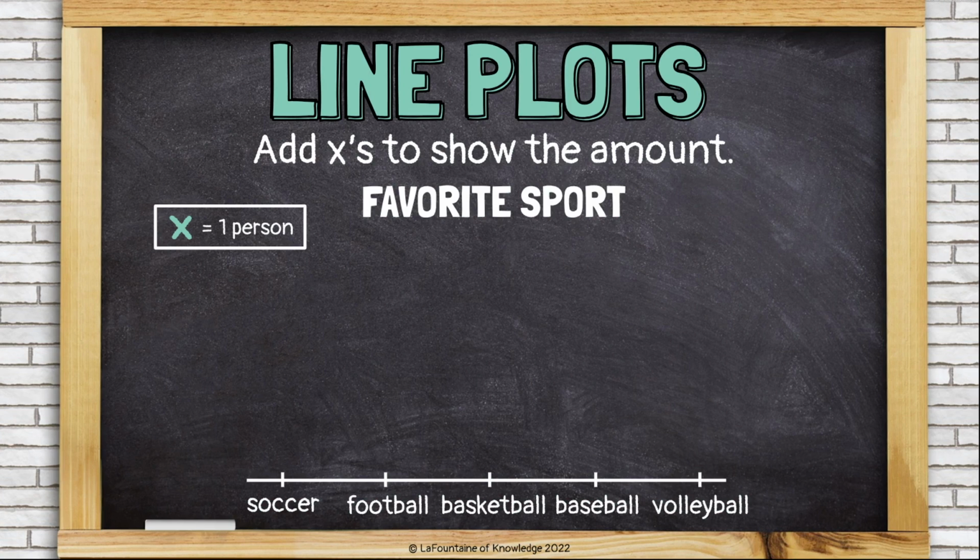So in the frequency table, 6 people chose soccer as their favorite sport. And according to the key, an X equals 1 person. So I need to add 6 X's to represent the 6 people that chose soccer, like this. 1, 2, 3, 4, 5, 6. There, now that shows that 6 people chose soccer as their favorite sport.